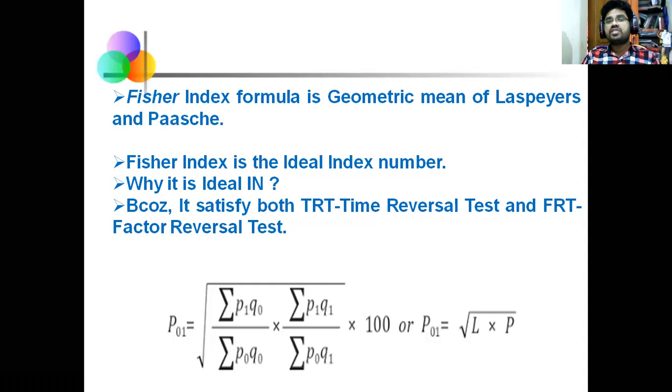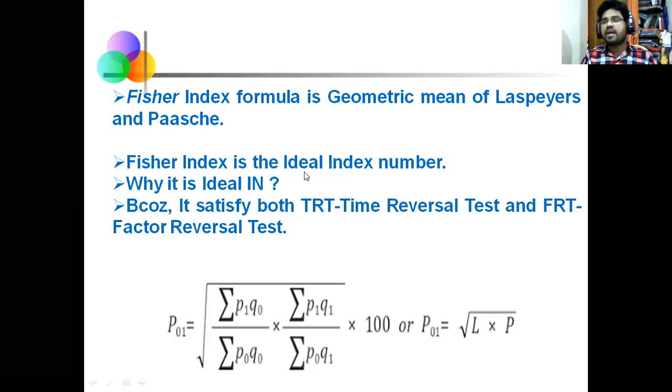But here the Fisher index will give the average or middle value of the Laspeyres index value and the Paasche index value. For example, last time we got the values 177.6 and 170 point something. When you calculate the Fisher index, it cannot give a higher value than the upper range and it cannot give a lower value than the lower range, but it will give a value between the Laspeyres as well as the Paasche. So that is the case. The Fisher index is the ideal index number.